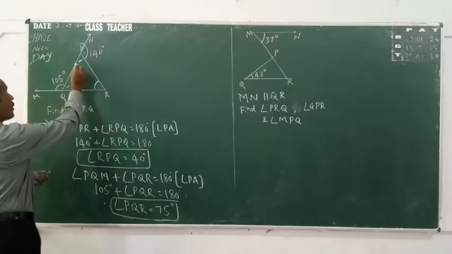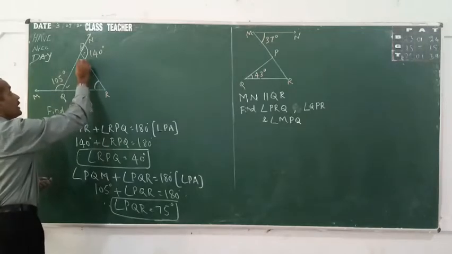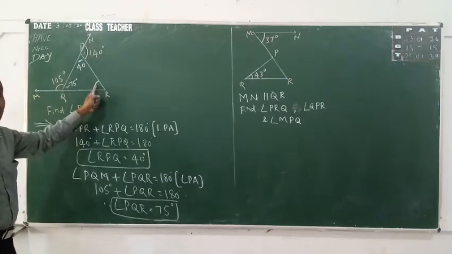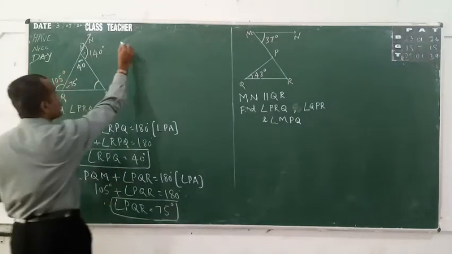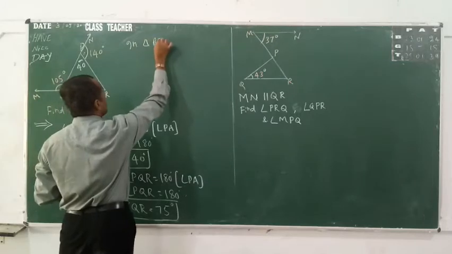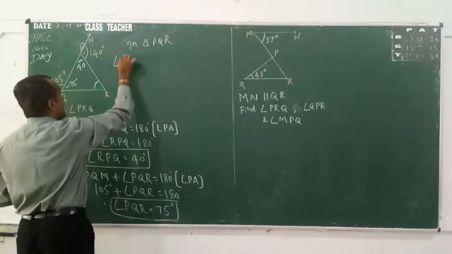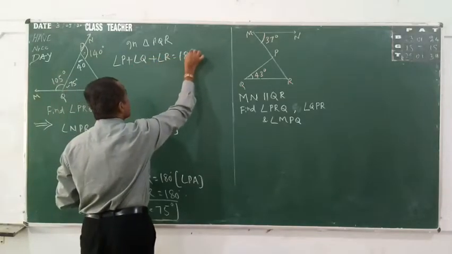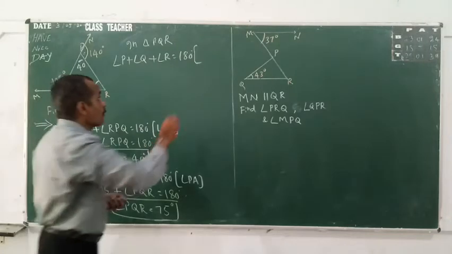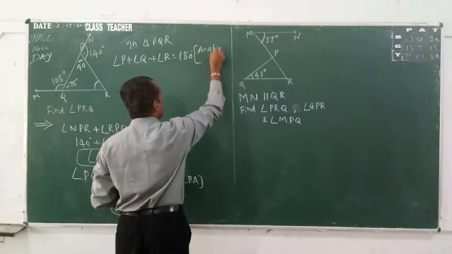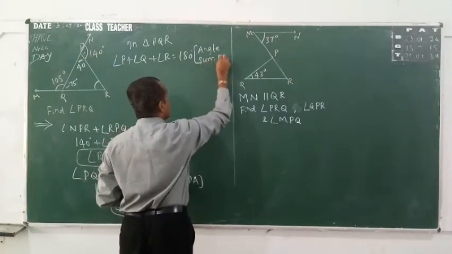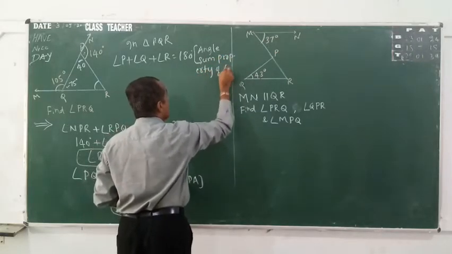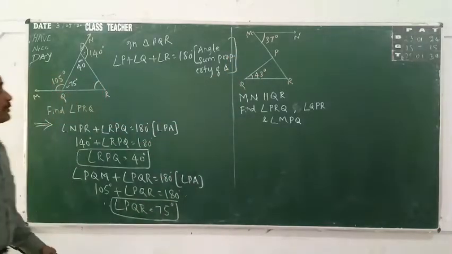My dear children, you got this angle as 40. You got this angle as 75. Can you find this angle using the angle sum property? How to write next? In triangle PQR, angle P plus angle Q plus angle R is equal to 180. This is called the angle sum property. Listen. Angle sum property of triangle. This is the reason you have to write: angle sum property of triangle.